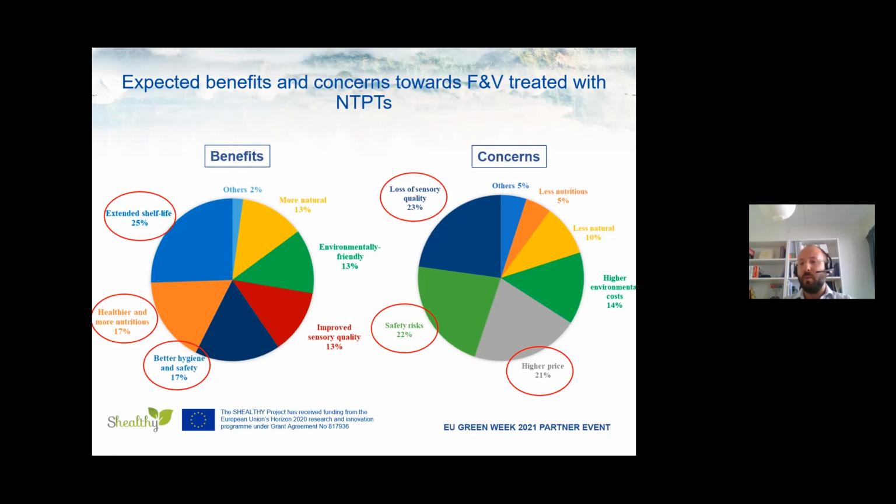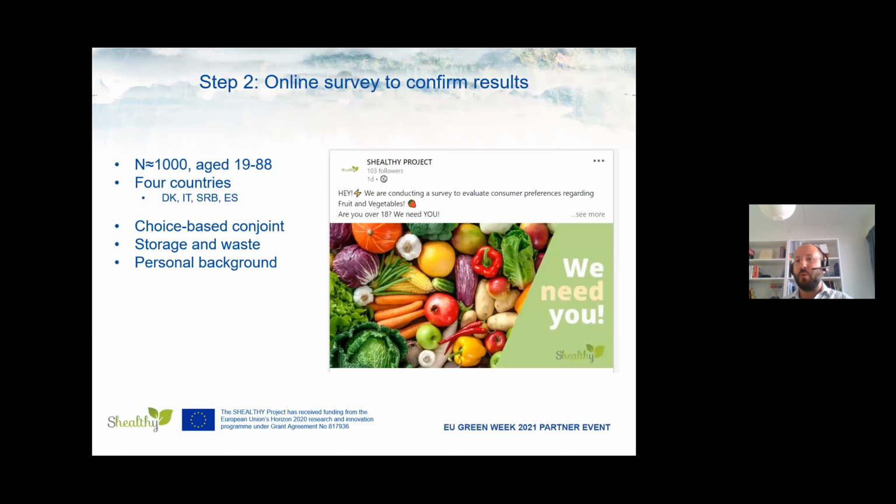Now, of course, qualitative work isn't necessarily very well suited to making quantitative conclusions on what consumers perceive. So the next step that we did in the project was actually to move on to some quantitative studies instead. And the other major activity that I'm going to talk to you about is an online survey that we did to confirm the results.